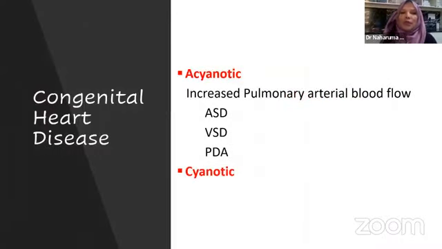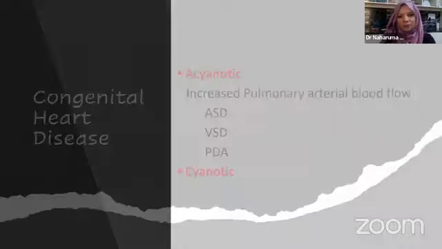So today we are not focusing on all the congenital heart diseases. We will try to focus on the most common heart diseases. There are two groups of heart disease, acyanotic and cyanotic. In acyanotic, there is increased pulmonary blood flow with left to right shunt, like atrial septal defect, ventricular septal defect, and patent ductus arteriosus. And in cyanotic, I will just focus on tetralogy of Fallot.